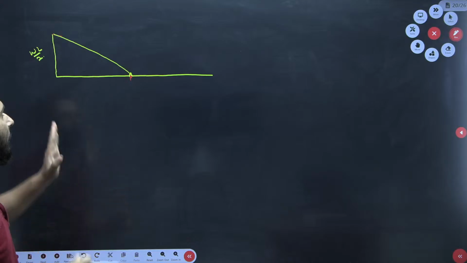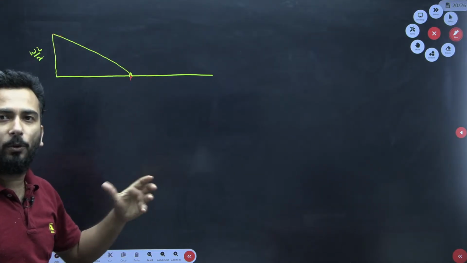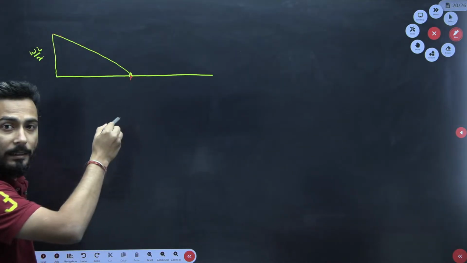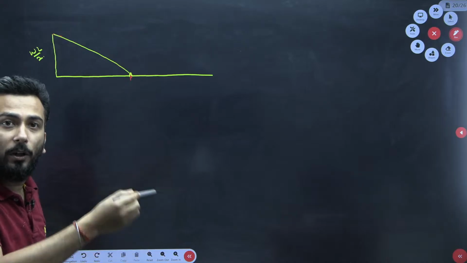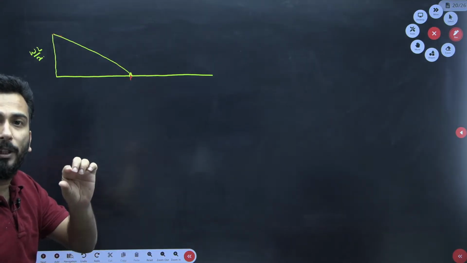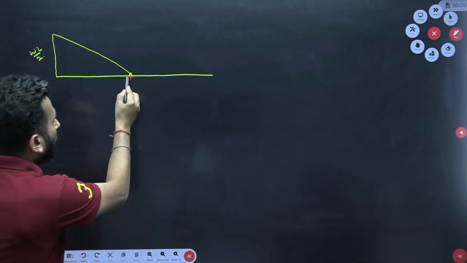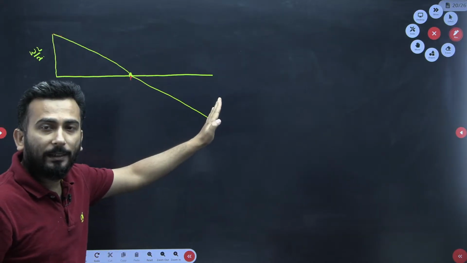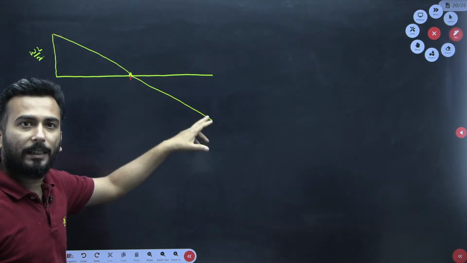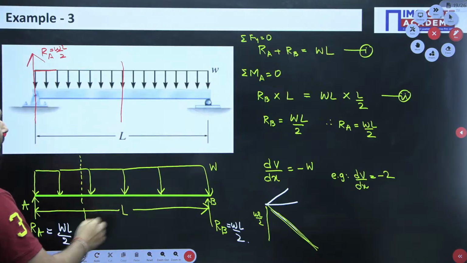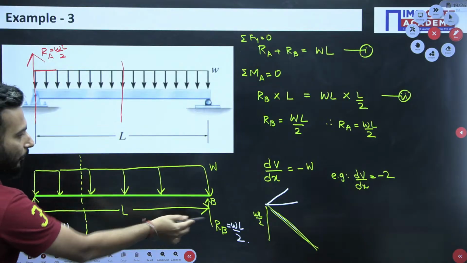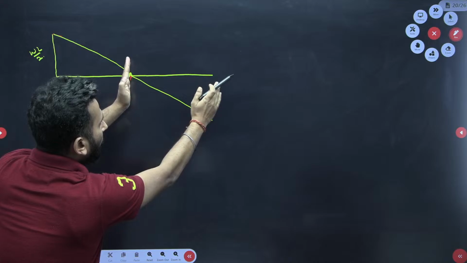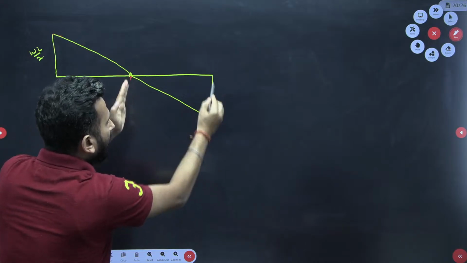So why did I tell? Because it will help me to guess the diagram even more accurately. And after that, the distributed loading effect increases, because WL by 2 says now the distributed loading effect is more than RA. So it is going down. And finally, someone needs to counter this shear which has been developed. So who counters? Finally, there is RB, which is sitting with a value of WL by 2. Till this distance, this is WL by 2, and who is countering? RB is countering in this way.